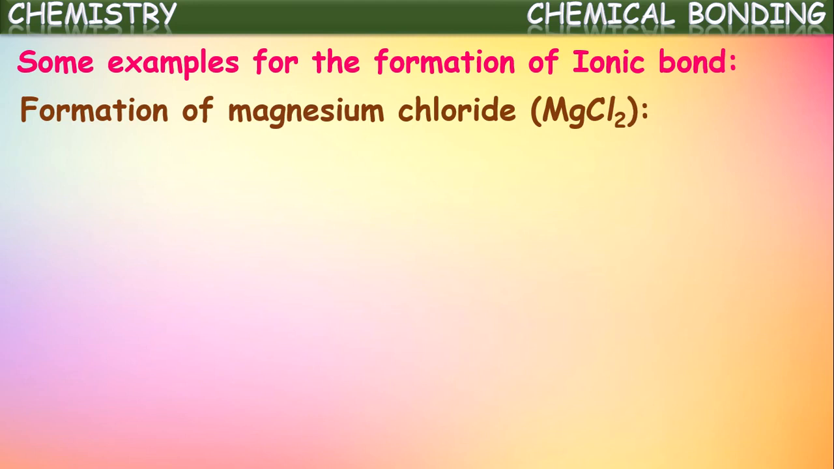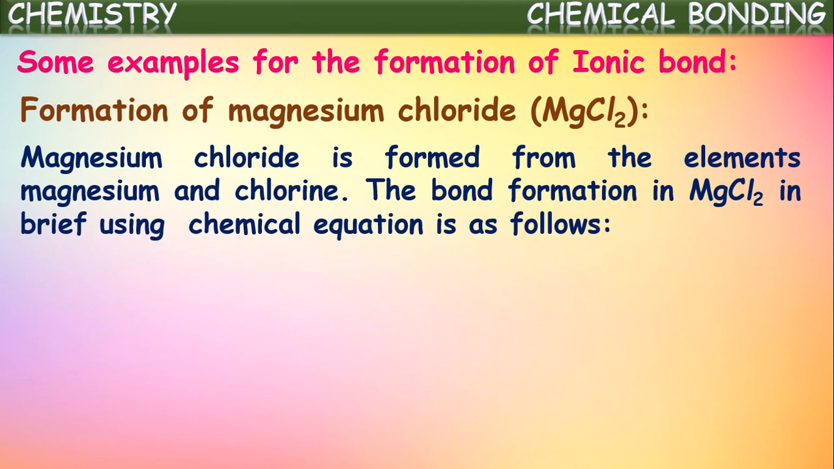Let us see the formation of the magnesium chloride compound by ionic bond formation between its ions. Let us try to understand how ionic compounds are formed by taking this example, magnesium chloride. Magnesium chloride is formed from the elements magnesium and chlorine. The bond formation in brief can be shown using a chemical equation like this: magnesium plus chlorine combine together to form magnesium chloride.